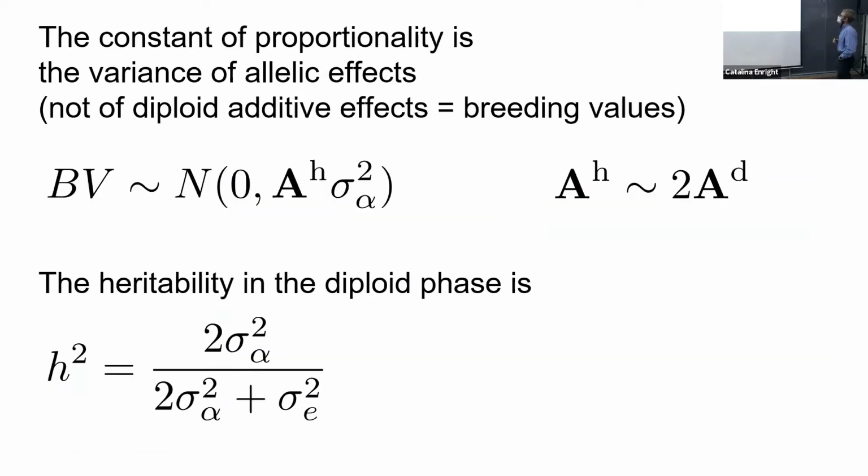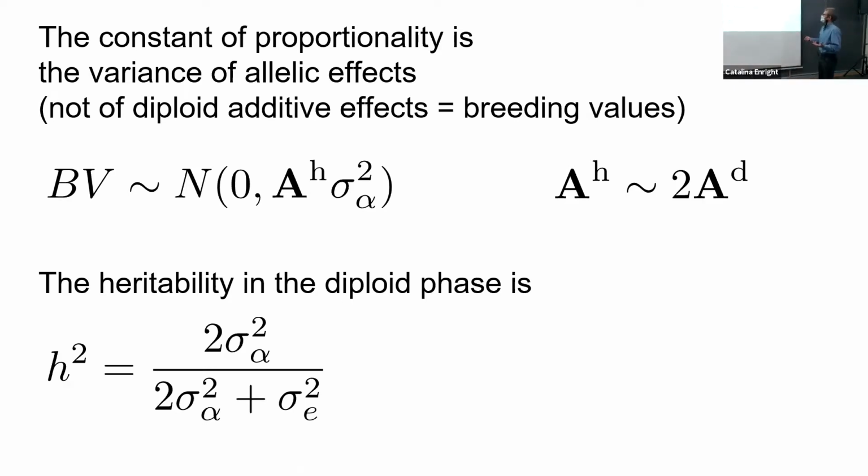What is that difference? The difference is that in a standard diploid additive relationship matrix, you're using breeding values, the variance among breeding values, in other words, the variance among diploid additive effects, as the constant of proportionality, right? To actually model the distribution of these breeding values, you need to multiply the additive relationship matrix by a constant of proportionality. Typically, with a diploid reference additive relationship matrix, we're using these diploid breeding values. Here, I'm using the variance of allelic effects because I'm interested in the gametophytes, and they just have single alleles.